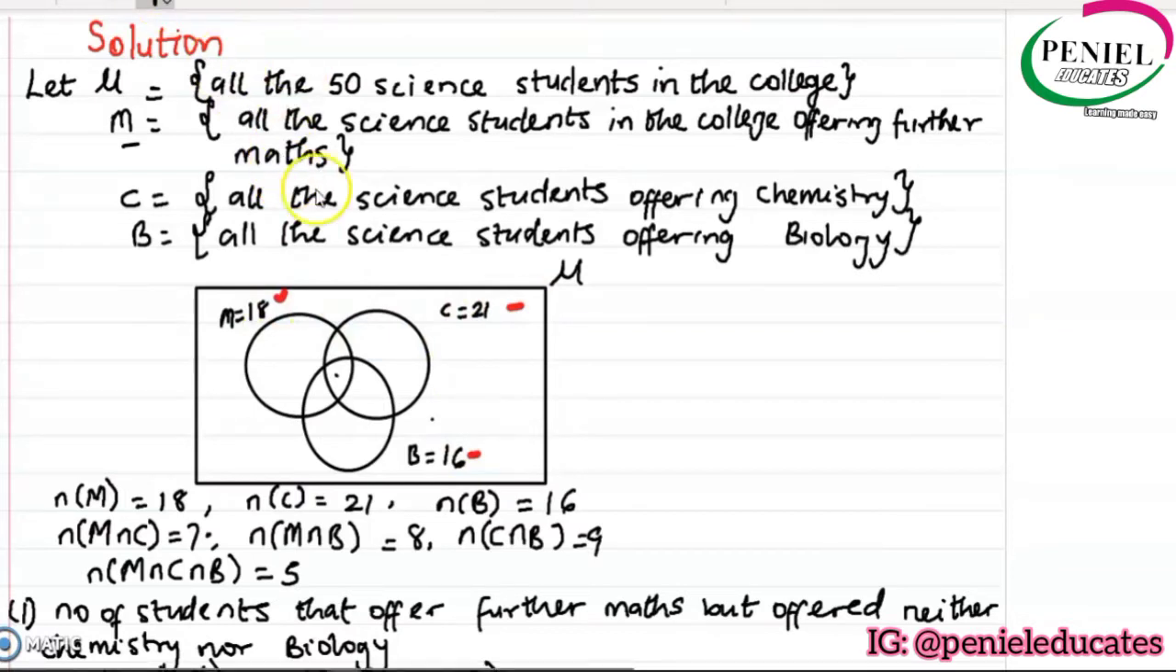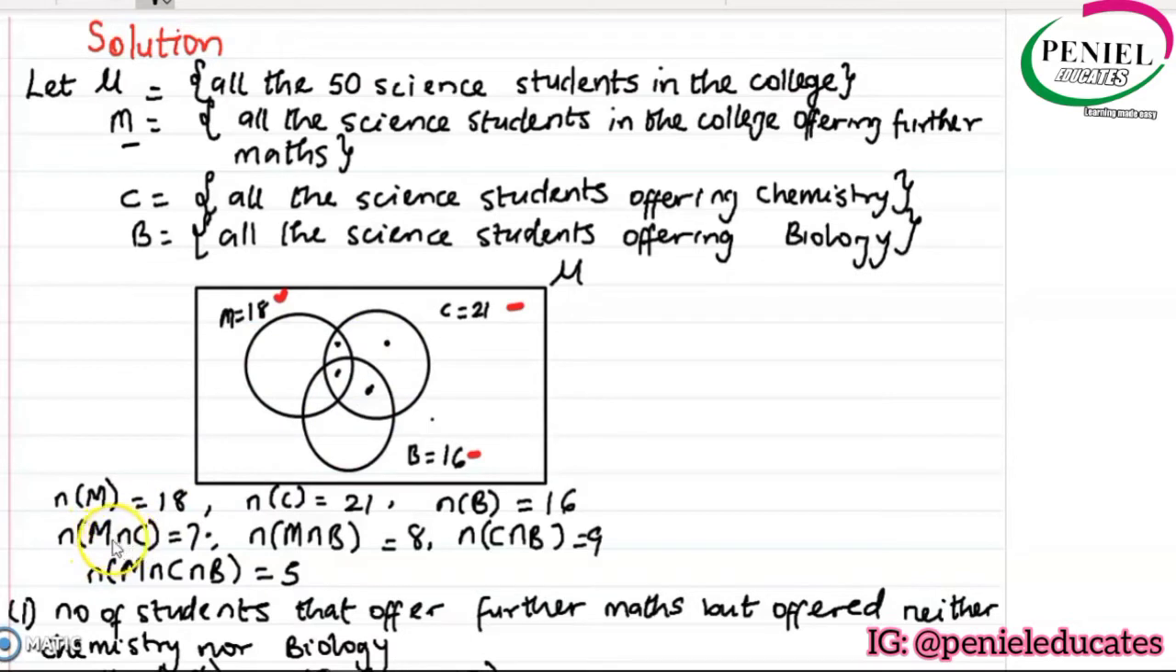Okay, so there's something that you need to know here, that this 21 is offering chemistry, including things that are here, things that are here, things that are here, and here. Because we have this particular point, that is mathematics intersecting chemistry. This particular place is chemistry intersecting biology. This particular place is the number of students that offered all the 3 combinations.